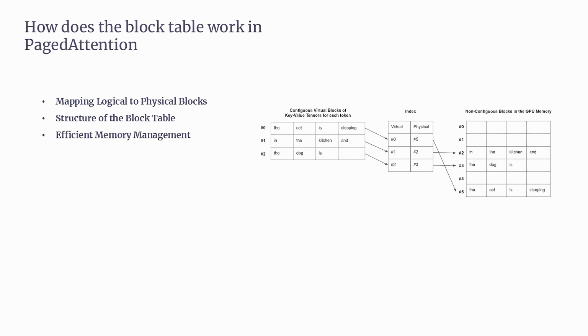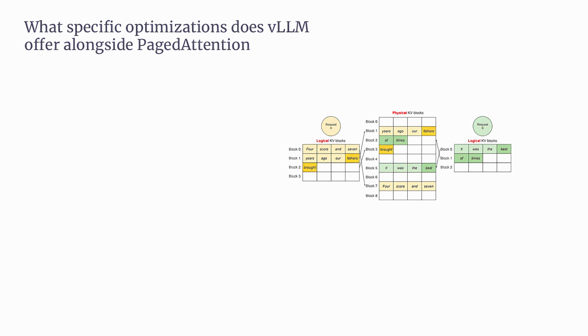Now, let's go through some of the specific optimizations that vLLM brings to the table, especially in combination with PagedAttention. These optimizations work together to boost performance, reduce memory usage, and improve overall efficiency when working with large language models.